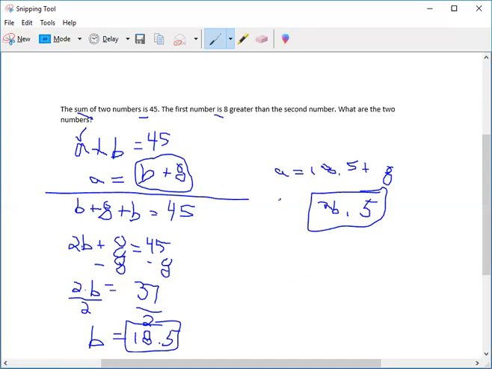If I want to check them, I can add those together to see if they equal, what do I want them to equal? 45. So 18.5 plus 26.5 is 45. So then we're good. So what are the two numbers? I found them both, and I've got my answer. So my answer is 26.5, 18.5.